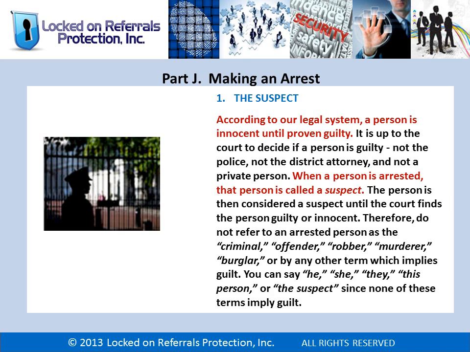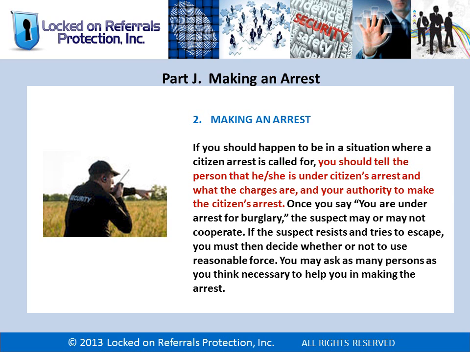Part J, making an arrest. Number 1, the suspect. According to our legal system, a person is considered innocent until proven guilty. For this reason, when a person is arrested, that person is called or referred to as a suspect. Number 2, making an arrest. When making an arrest, you should tell the person that they are under citizen's arrest, what the charge is, and your authority to make the arrest.